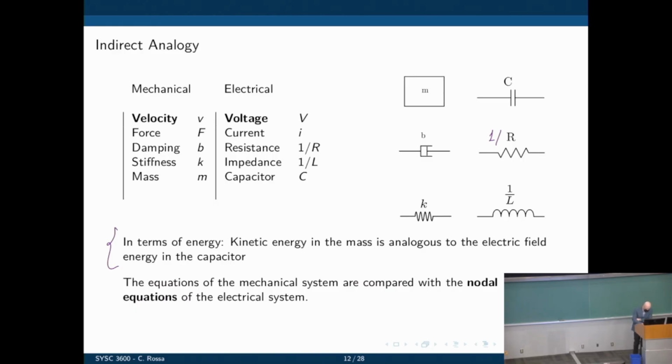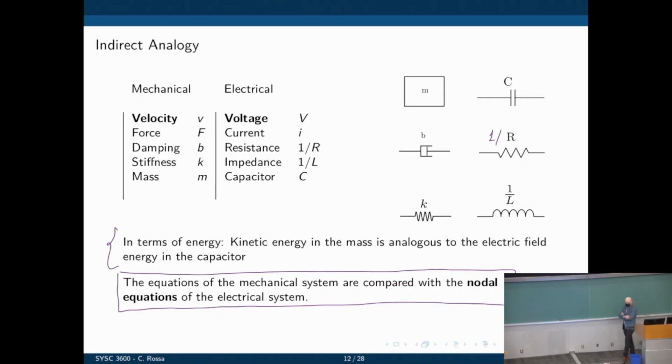Now, another variation compared to what we did before is that the equations of the mechanical system are compared with the nodal equations of the electrical system. You remember the first one, the way we derived it, we had a loop equation, and we went with the direct analogy to find the equivalent mechanical system. Now, in this particular case, it is easier to do the nodal equations to find the equations of the system, and then find the equivalent mechanical system using the indirect analogy. So you have these two options. Which one to use is up to you, but one will give easier results than the other.